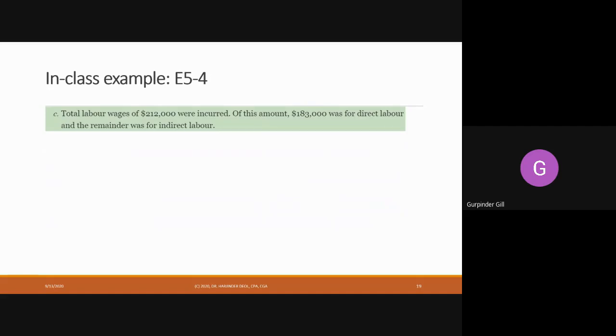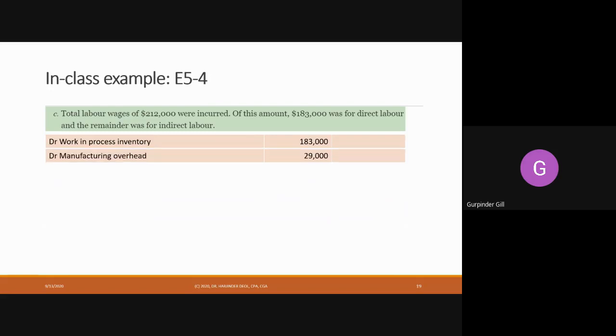Our total labor cost was $212,000, of which $183,000 is for the direct labor and the remainder is for indirect labor. The same idea with direct and indirect as raw material applies to labor as well. So our direct labor cost of $183,000 is debited to work in process inventory. Our indirect labor, which is the difference between $212,000 and $183,000, goes as a debit to manufacturing overhead account, and we are crediting our salaries or wages payable liability.